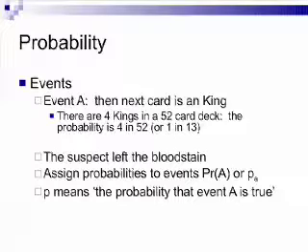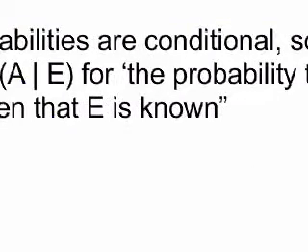The probability that we are interested in is what is the probability that the suspect left the bloodstain. We can use the shorthand way to describe the probability of an event, probability A. This means the probability of event A. We can tighten this up by writing the probability of A given E, which is the probability that A is true given the evidence E.